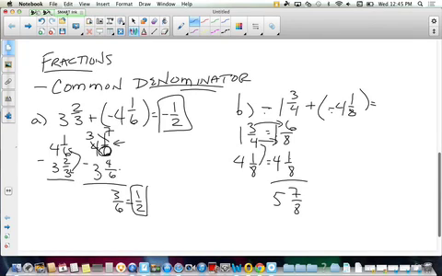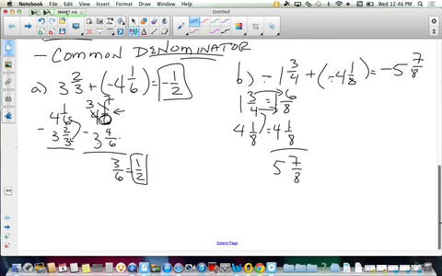Well, both my numbers were negative. That means it's going to be a negative 5 and 7/8. Okay.